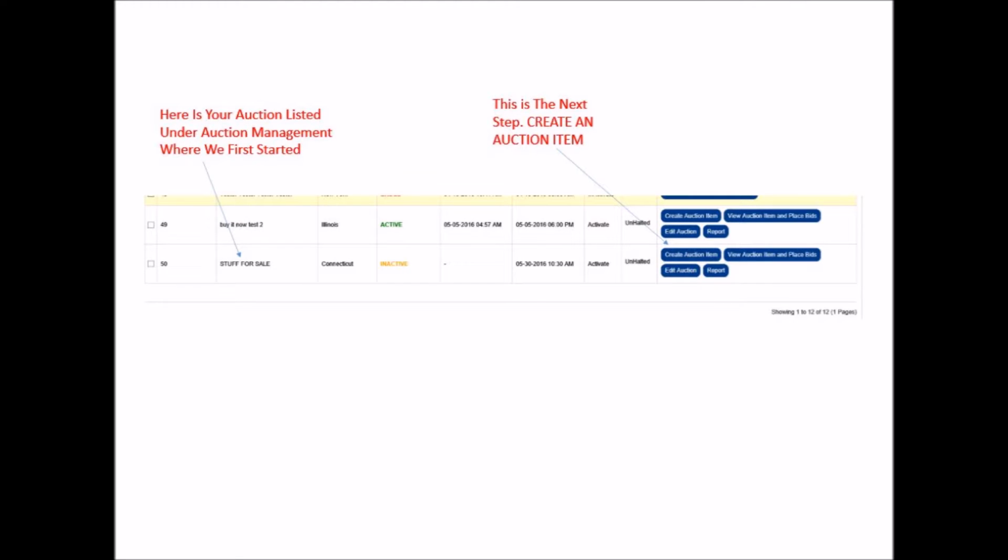We now go back to where we started to the auction management tab, select that, and your auction will appear as the bottom auction on the page. You select your auction and then slide over to the right and click on the Create an Items button.